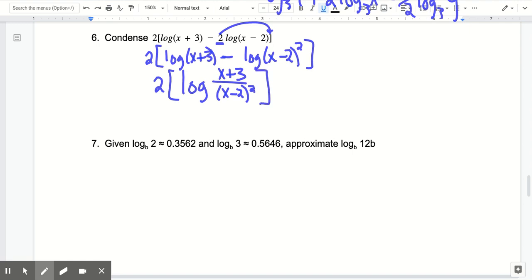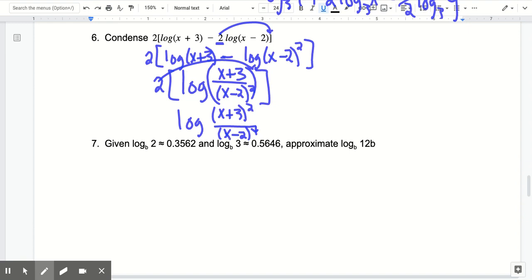And then I still have that 2 out front. I'm going to pop that up as an exponent, but it goes to an exponent on this whole thing. So we get log of x plus 3 squared, and that exponent happens to the denominator too. So x minus 2 to the 4th. I got a little sloppy there, sorry. Okay, so that's how we pull it back together. We don't use that skill quite as often. It's the pulling apart one more so, but this is just to get us practice with our properties.